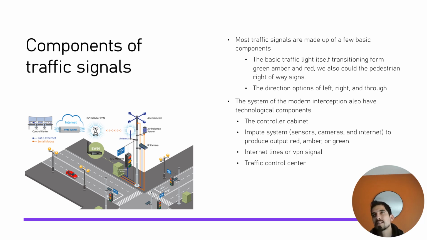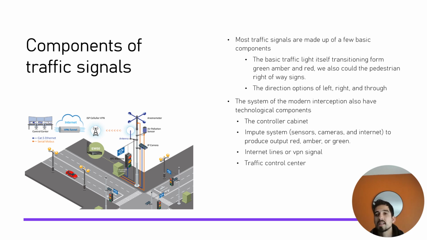Components of traffic signals. The very few basics everyone knows: there's more than likely a pole holding up a light that shows green, yellow or amber, and then red. These will help indicate which direction the flow of traffic will happen next. The direction options are pretty simple and straightforward as well. You have your left, right, and through.